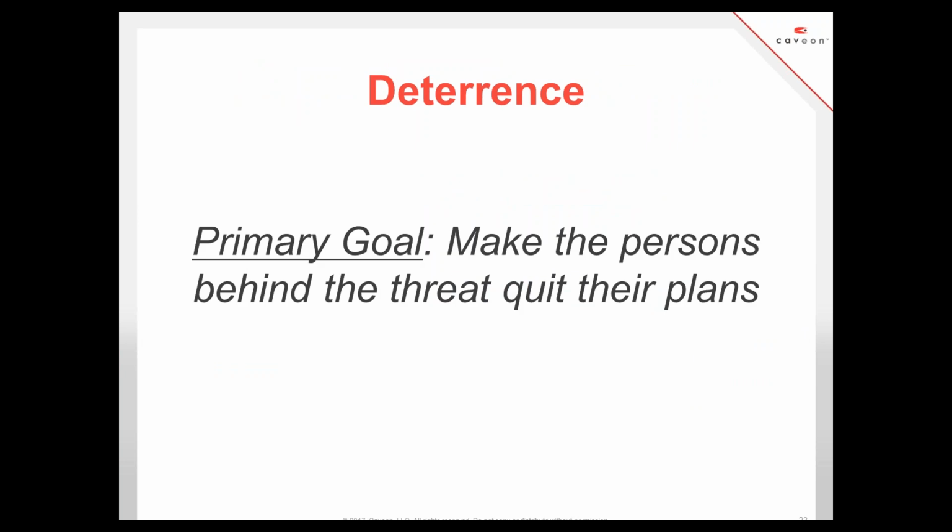Okay, deterrence. Primary goal, as I've mentioned, is to make the persons behind the threat quit their plans. This is primarily communication. Those persons have to know your plans, what you're doing, in order to decide what they need to do. And so much of what you'll see, these examples, non-testing and in the testing world, are communication-based. So let's see some examples.